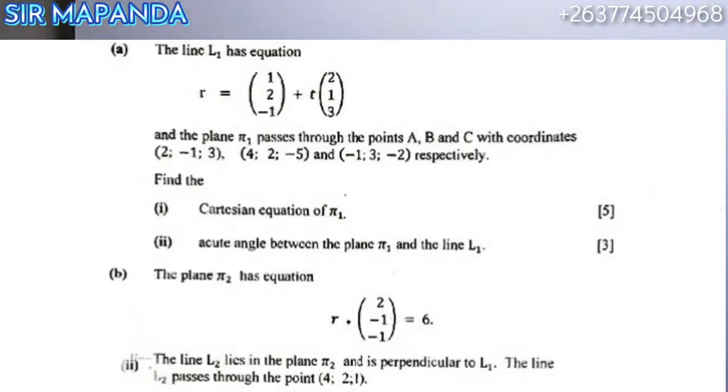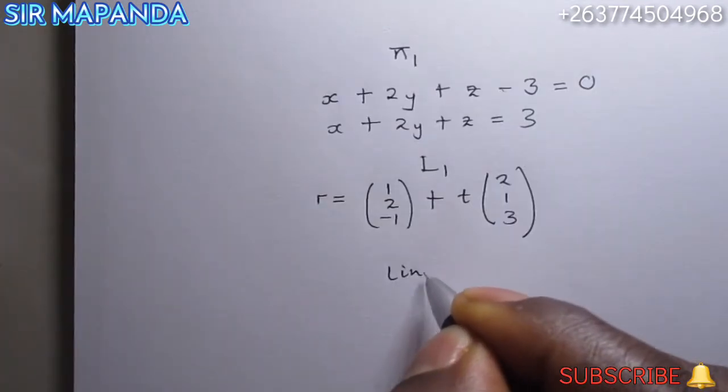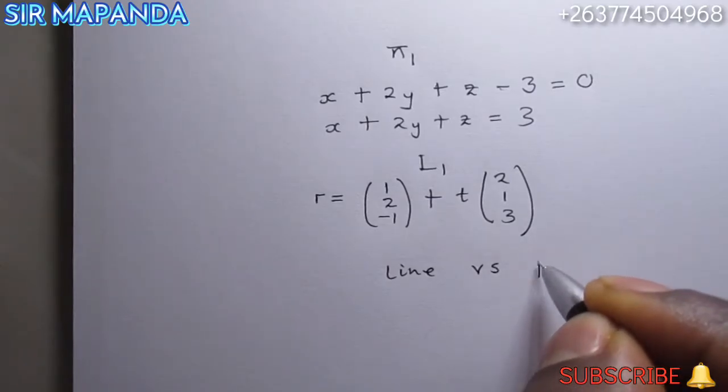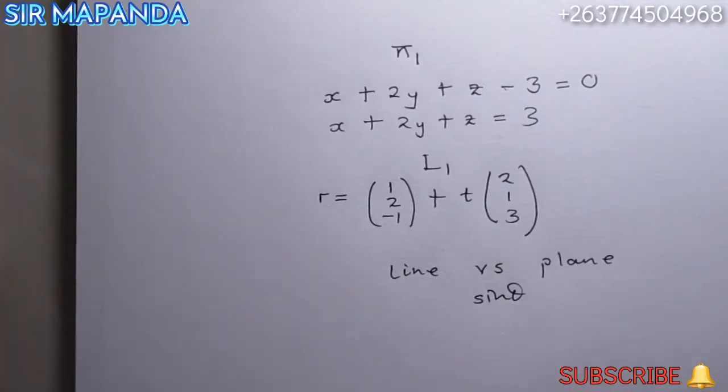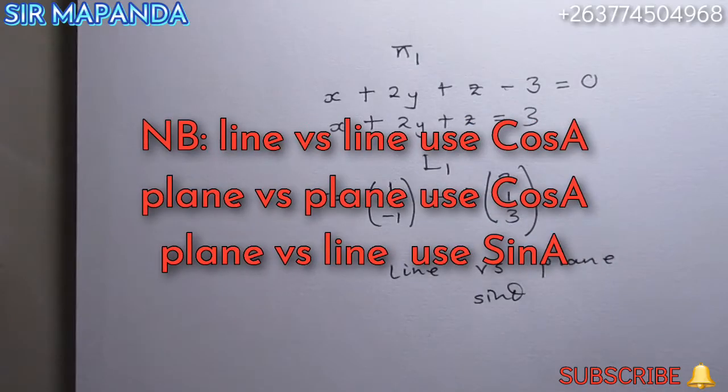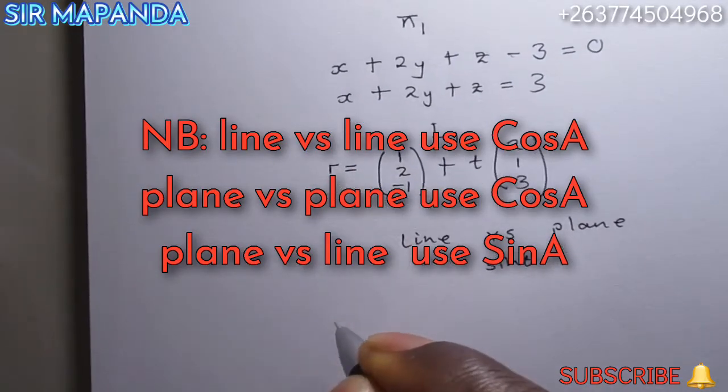Right, we are now on part A2. It reads, find the acute angle between pi 1 and L1. Right, so if you want to find an angle between a line and a plane, we make use of sine theta. I hope you are following. But if you are finding an angle between a line and a line, you make use of cos. A plane and a plane, you make use of cos. But a plane and a line, you make use of sine theta. Right, so I'm going to write sine theta here.